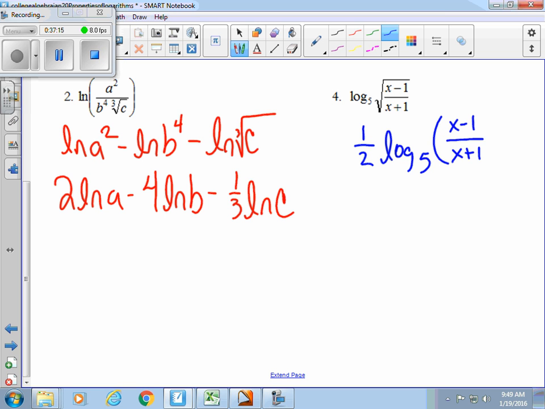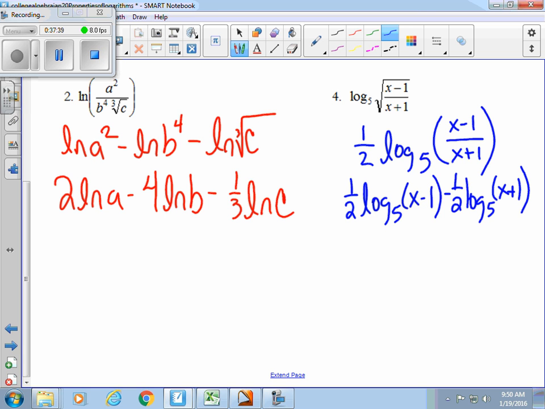If I do that, if I pull that square root out first, what do I have to know about every logarithm I write now? 1/2 goes with all of them, right? Does that make sense? So I have 1/2 log base 5 of x minus 1 minus 1/2 log base 5 of x plus 1. Or you could have put parentheses around that 1/2 and left it out in front of that word as well.